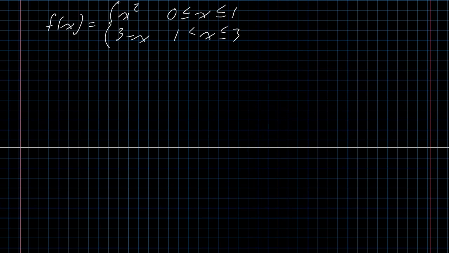On to the next one. Consider this piecewise defined function. f of x is equal to x squared for 0 less than or equal to x less than or equal to 1, and f of x is equal to 3 minus x for x between 1 and 3.